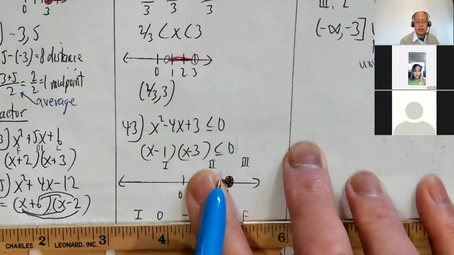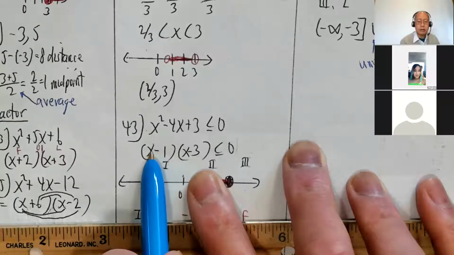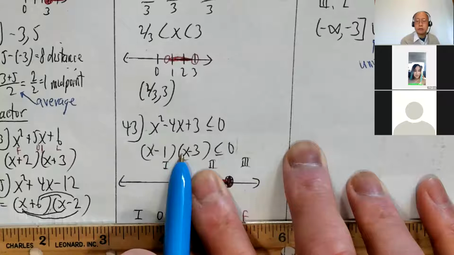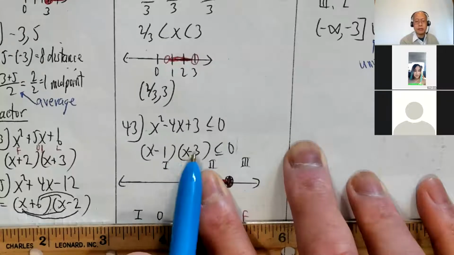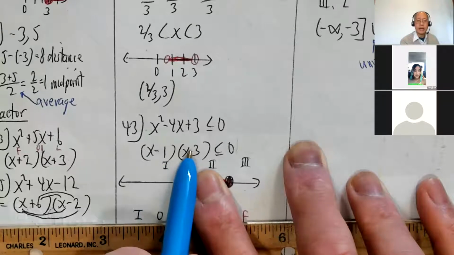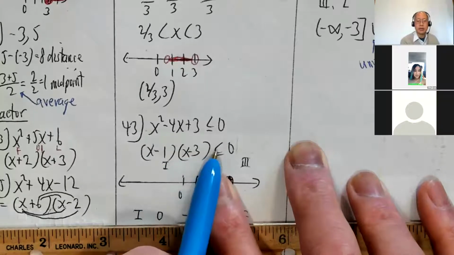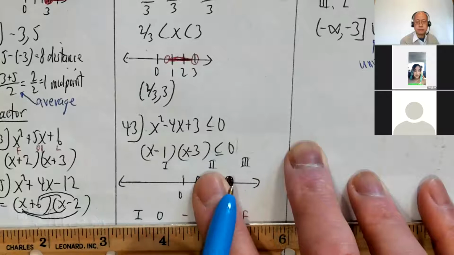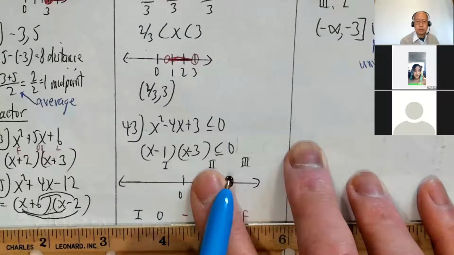Likewise, I'm going to shade in 3, because if I plug in 3 here and a 3 here, and then I notice, hey, 3 minus 3 is 0. 0 times whatever that is also 0. It again says 0 is less than or equal to 0. True. So closed circle, closed circle.